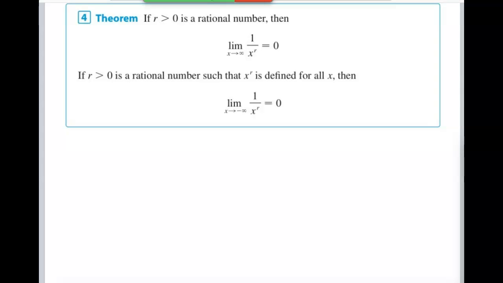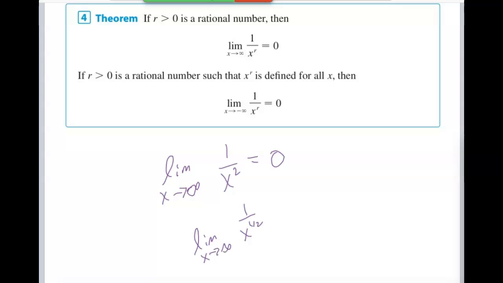All this is saying is if you have a fraction where the denominator is growing infinitely large, it doesn't just have to be x, it could be 1 over x squared. If I'm letting x go to infinity, the denominator is still getting infinitely large in this case. It's just getting large faster than if it was 1 over x, right? This is still going to approach 0. Or if you had 1 over x to the 1/2, same idea. The denominator is still getting large, maybe a little slower, but it's still going to get infinitely large and your fractions are going to approach 0.